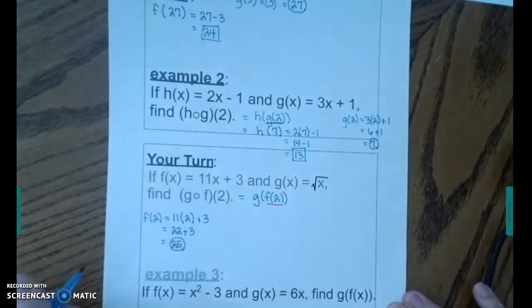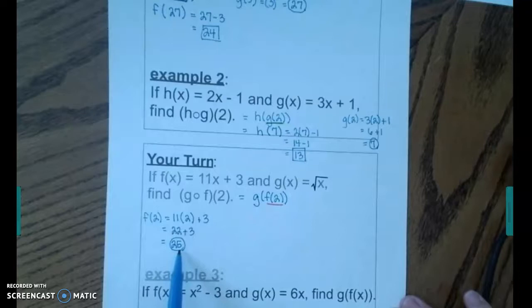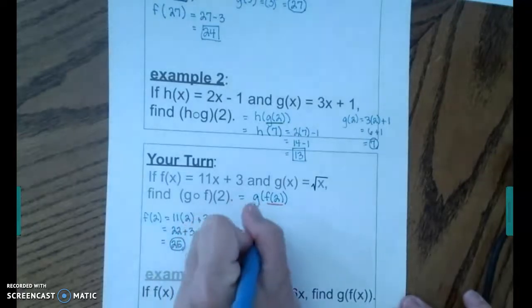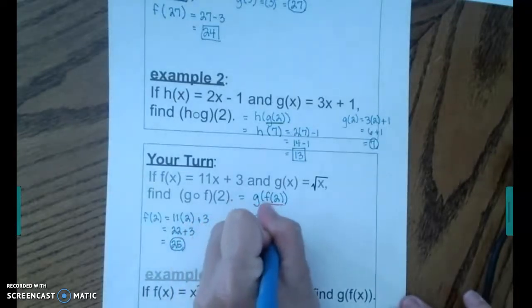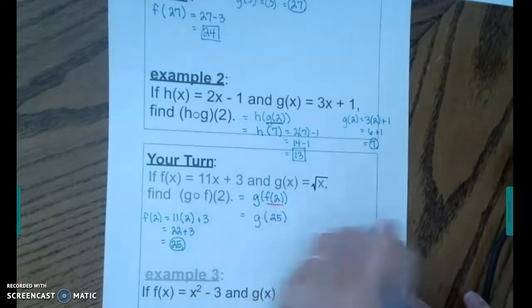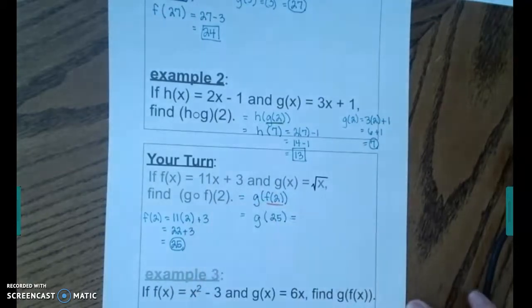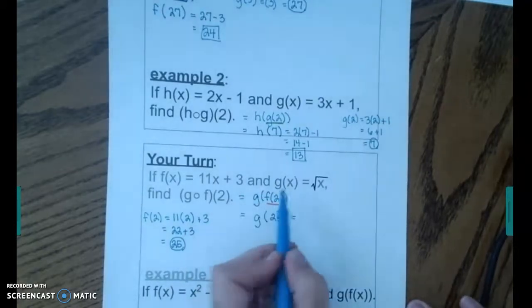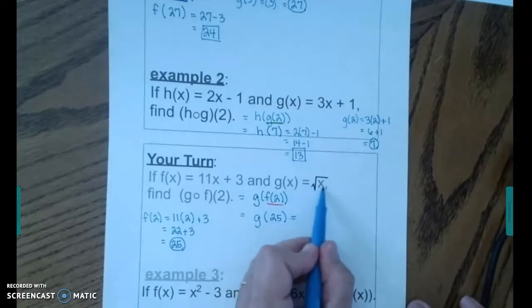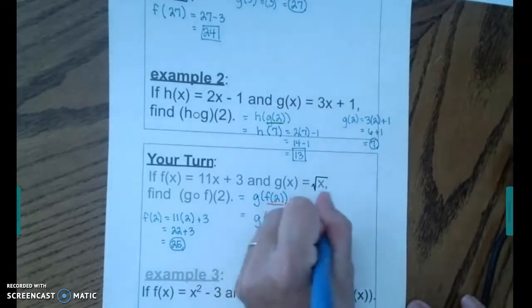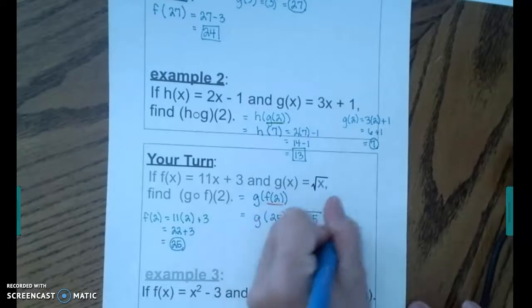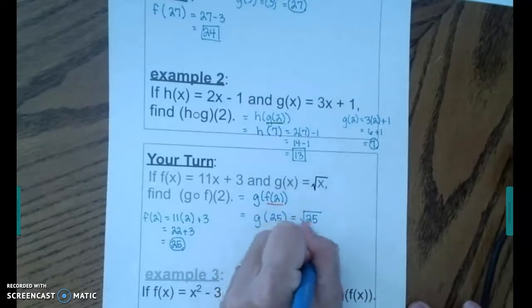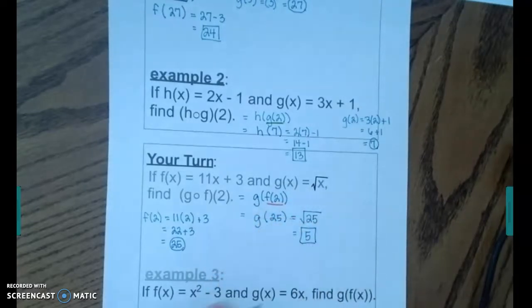I always just circle that value so I know that's the one that I'm going to go replace. So f of 2 is 25. So I can now replace that f of 2 with 25. So we're going to go here, replace this x with 25. So square root of 25 equals 5 for your final answer.